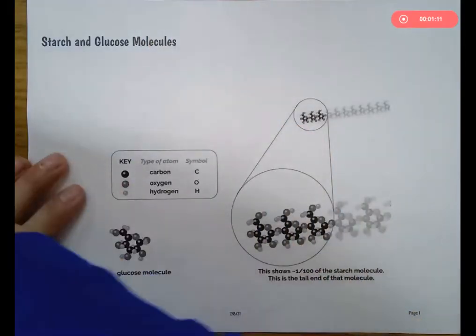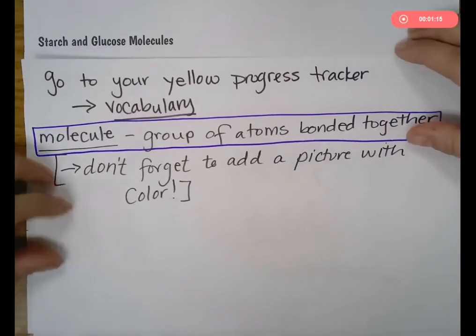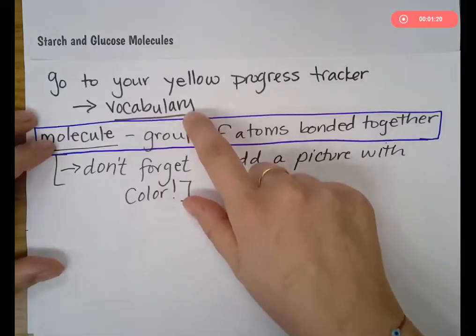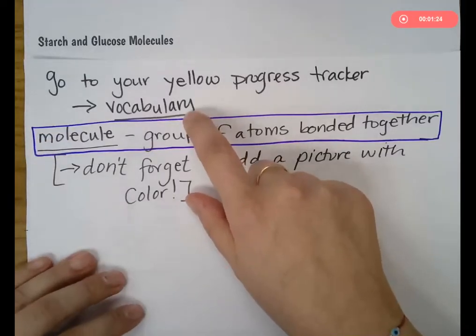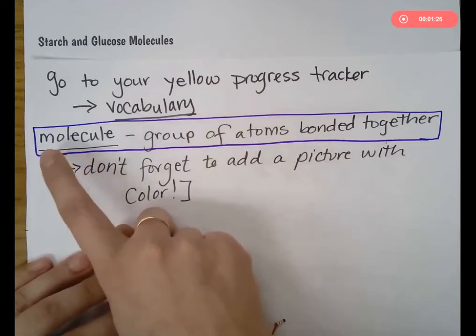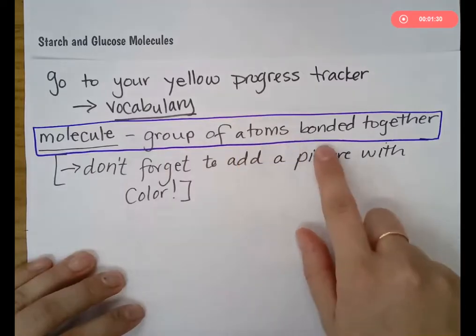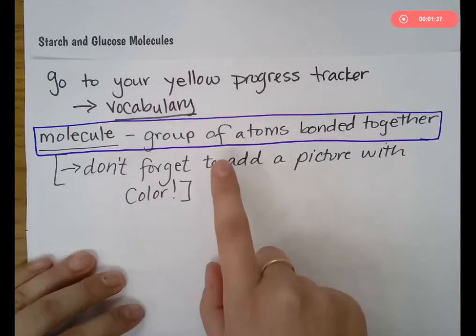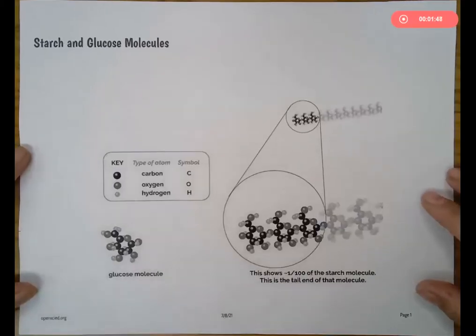This is where you need your yellow progress tracker. Go to your yellow progress tracker, go to the vocabulary page. We already have the word interaction in there, so we're adding a new word after interaction: molecule. A molecule is a group of atoms bonded together. Don't forget to add a picture with color. Pause the video, add this word, draw your picture. So we are back to our notes.